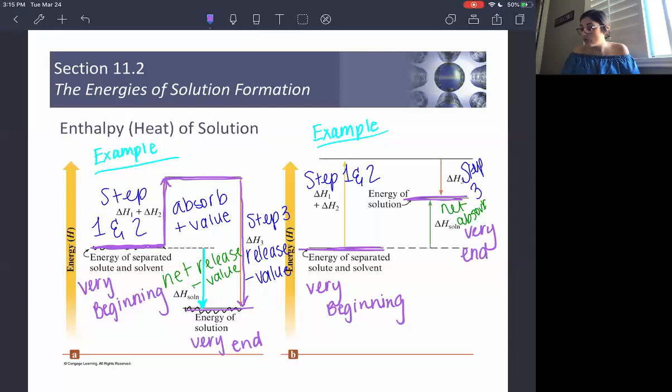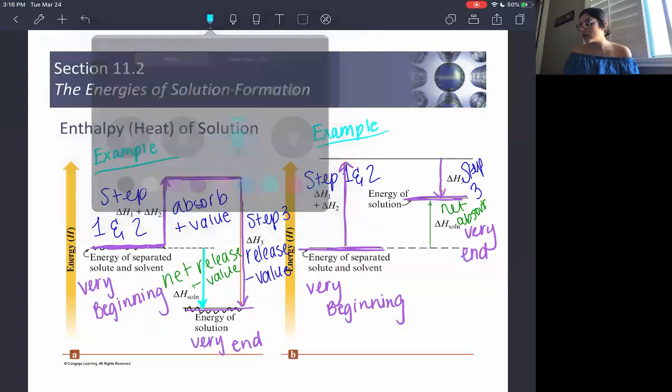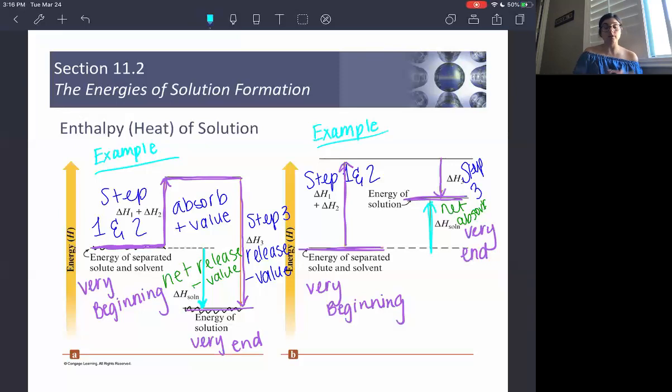So step 1 and step 2 are still an endothermic process, breaking bonds still absorbs energy. Step 3 is still exothermic, it's still releasing energy, but it's not releasing as much energy as what we saw for step 3 in the previous example. In this example, step 3 releases a very small amount of energy. So overall, my overall change in energy appears to be endothermic. It appears that overall, I had to put in energy to get this solution to form. So we have to pay attention to these 3 steps and how these energy amounts compare, and whether that makes a difference on whether or not a solution will even form.